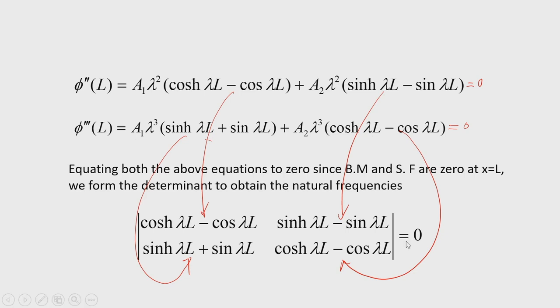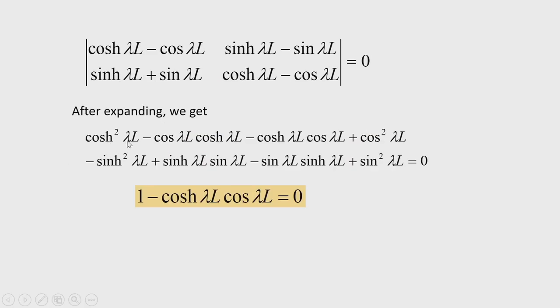Okay. After expanding the determinant, we are getting this equation: cos hyperbolic lambda L minus cos lambda L plus cos hyperbolic lambda L minus cos hyperbolic lambda L cos lambda L plus cos square lambda L minus sin hyperbolic lambda L plus sin hyperbolic lambda L sin lambda L minus sin lambda L sin hyperbolic lambda L plus sin square lambda L. So combining these two, this plus this as 1, and this plus this, this minus this again equal to 1. Okay, 1, and cancelling this. So ultimately what we are getting, 1 minus cos hyperbolic lambda L cos lambda L equal to 0.